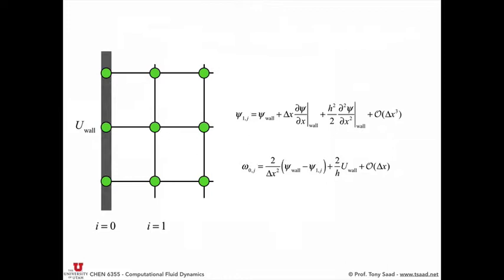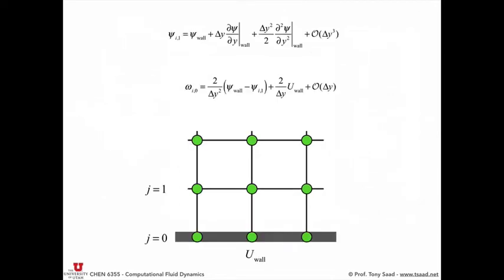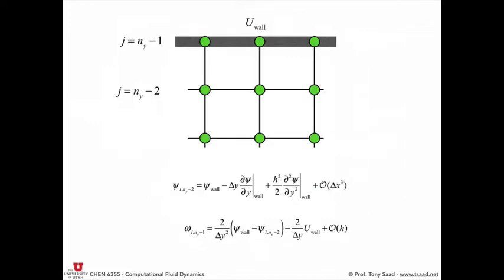Okay? So this is the omega 0j, or omega on the left wall. On the right wall, you're going to have a negative sign here, right? Because you have a minus delta x from the Taylor series. Same thing for the bottom wall. You have a positive sign here, and then the top wall, you're going to have a negative sign here. Delta y, delta x, they change.